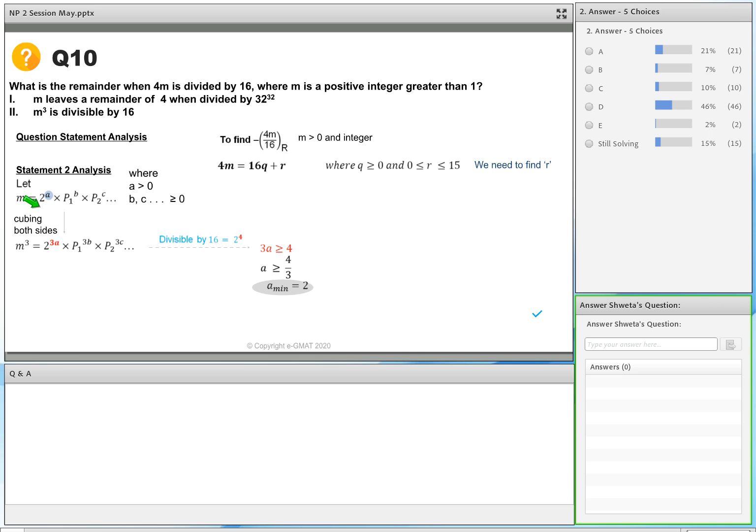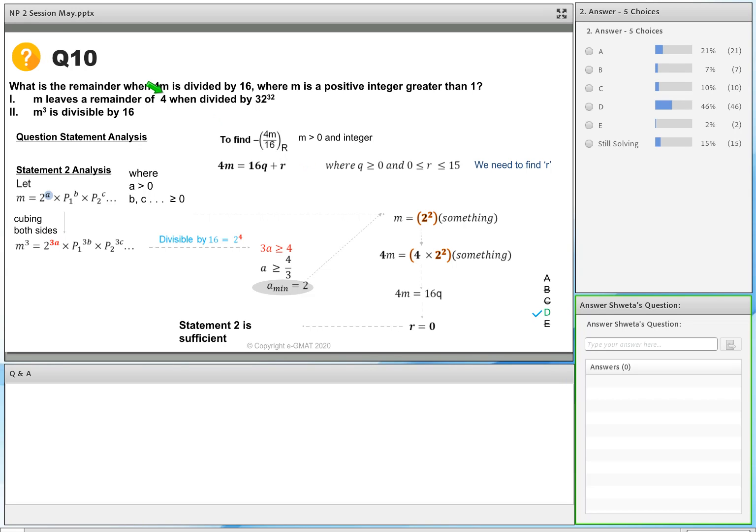So if this is m, then this is m to the power 3. Now, I know m to the power 3 has a 16 in it, which is 2 to the power 4. That means this power, 3a, is at least 4. It can't be less than 4 because I know I have 2 to the power 4. So 3a greater than or equal to 4 gives me a greater than or equal to 4 by 3. But because it's an integer, minimum a has to be 2. So if minimum a has to be 2, then using it here, I know my m is equal to 4 times something. So m is this.